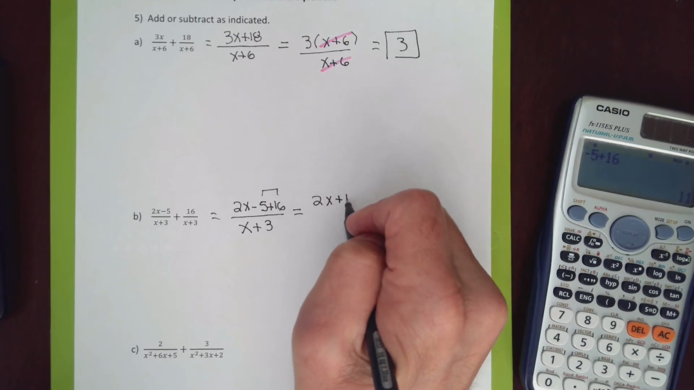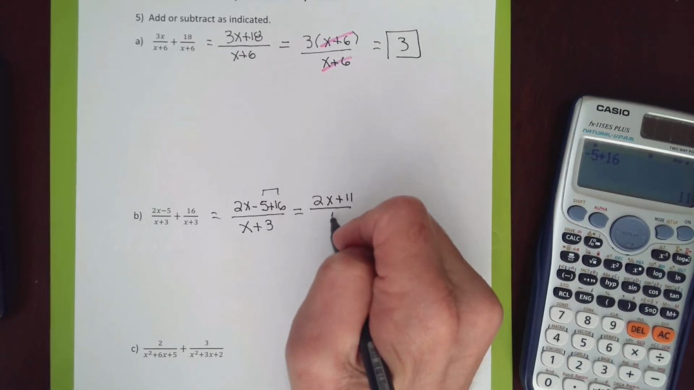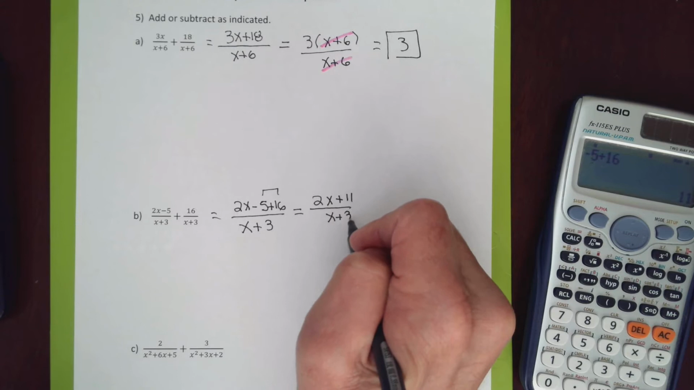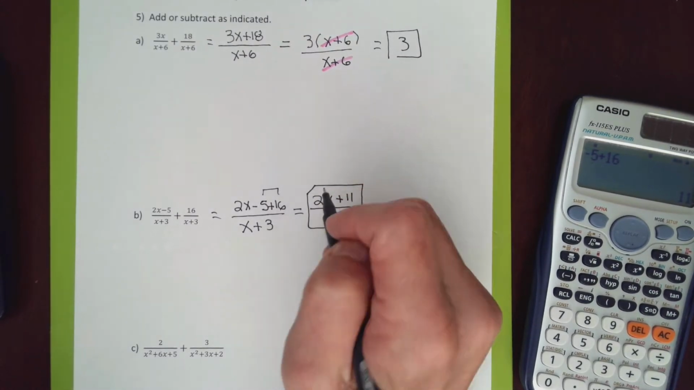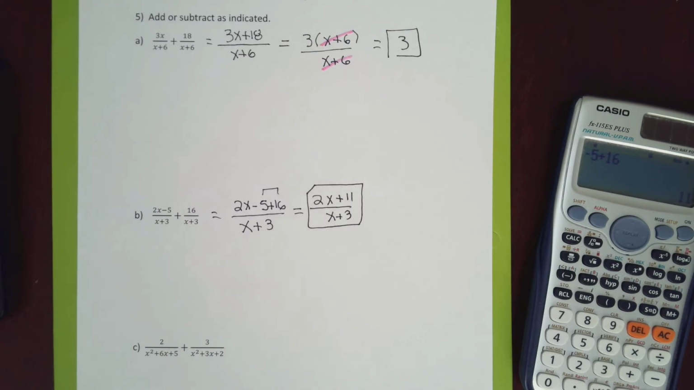That doesn't factor like the numerator in 5a. And a 2x plus 11 can only cancel with a 2x plus 11. And x plus 3 can only cancel with an x plus 3. I can't cancel the x's here. That's just the answer.